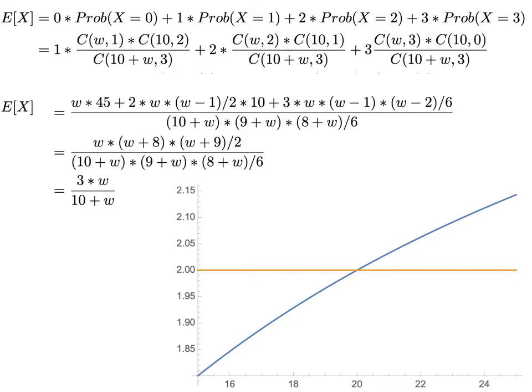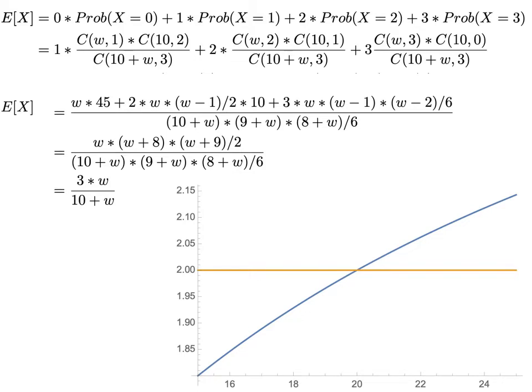So we can solve this by setting X to be the number of women on the committee, and we know that the expected value of X is 2.0, and we keep the number of women in the club to be symbolic, because that's what we are trying to discover. That's what we're trying to compute.